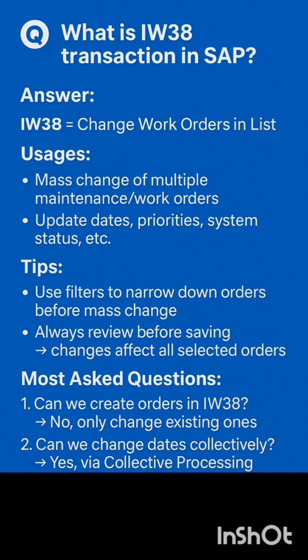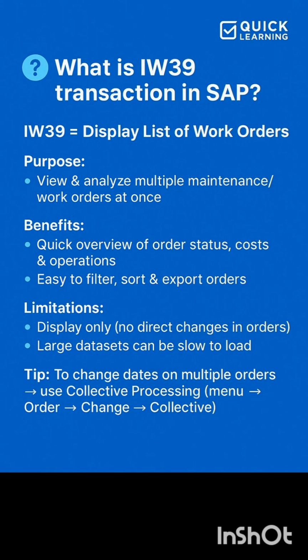Thank you. Today's question is, what is IW39 transaction in SAP? IW39 transaction is used to display a list of work orders. Its purpose includes viewing and analyzing multiple maintenance/work orders at once. Its benefits include quick overview of order status, costs and operations. It is easy to filter, sort and export orders. Its limitations include it displays only, no direct changes can be done. It has a large database that can make it a bit slow.